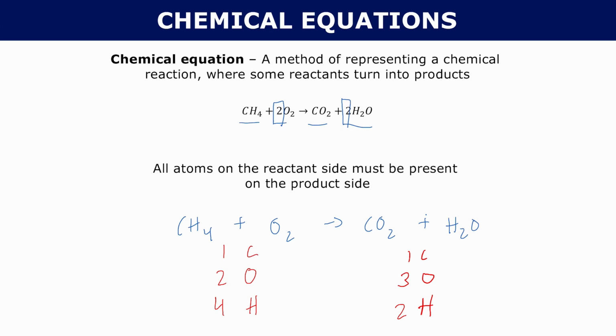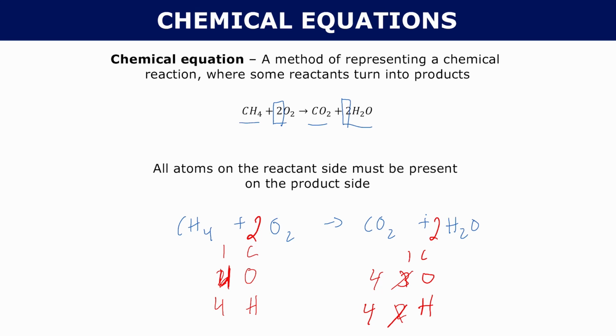And we need to make sure that all the elements found on the left-hand side must be on the right-hand side. So what we do to make that happen is that we add coefficients in front of certain chemical formulas. So in this case, we add a 2 in front of the water and a 2 in front of the oxygen. And you'll notice that everything kind of works out. So now instead of having 2 oxygens, we have 4 oxygens. And on the right-hand side, instead of having 2 hydrogen, we have 4 hydrogen. And instead of having 3 oxygen, we have 4 oxygen. And now everything lines up.